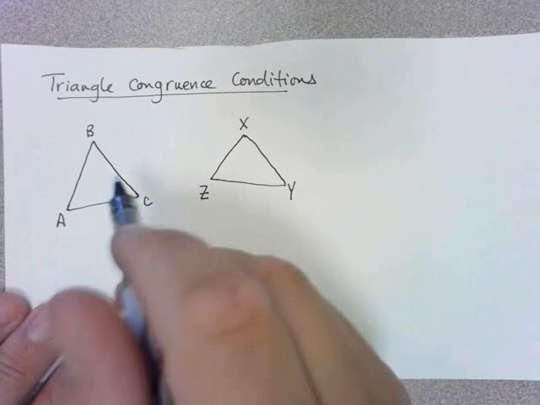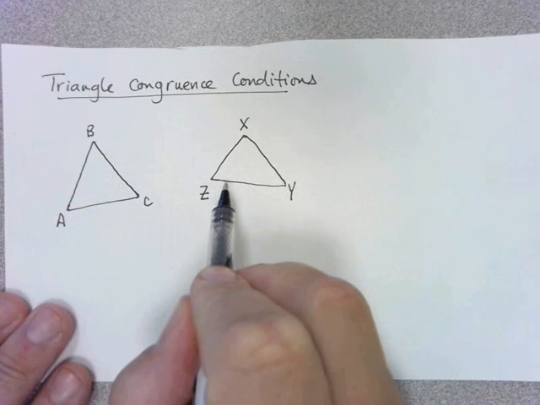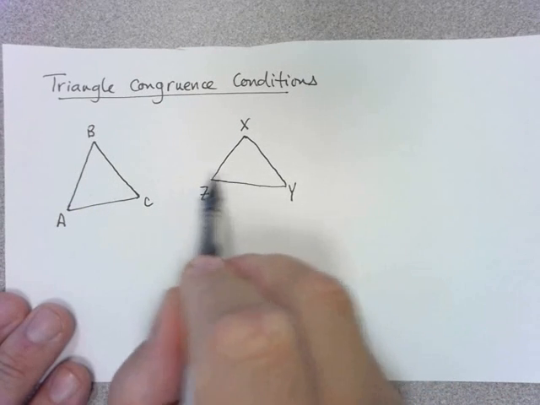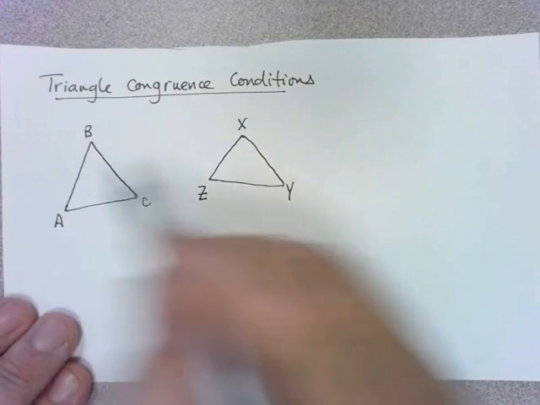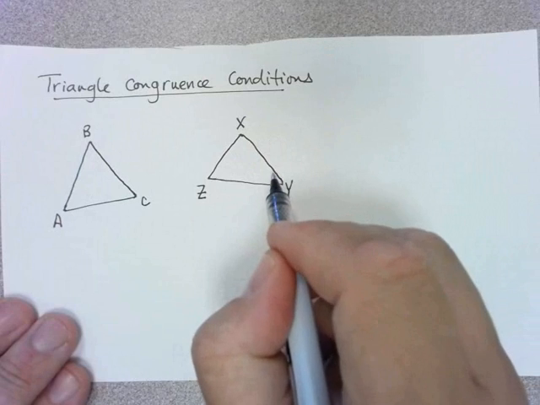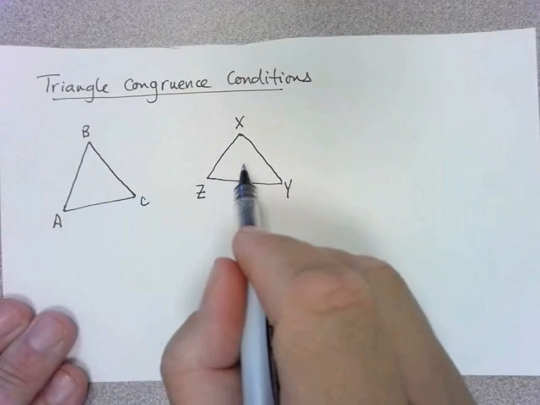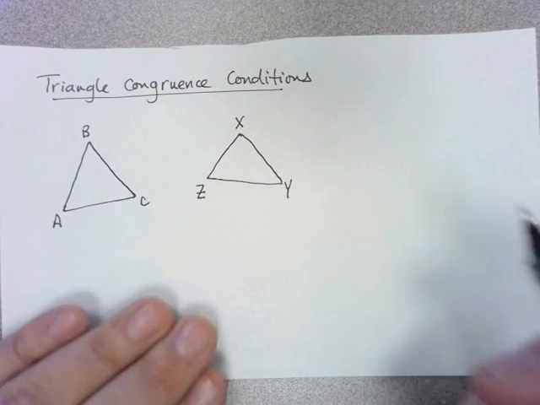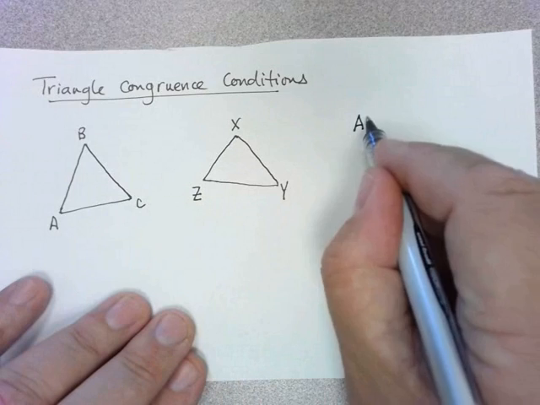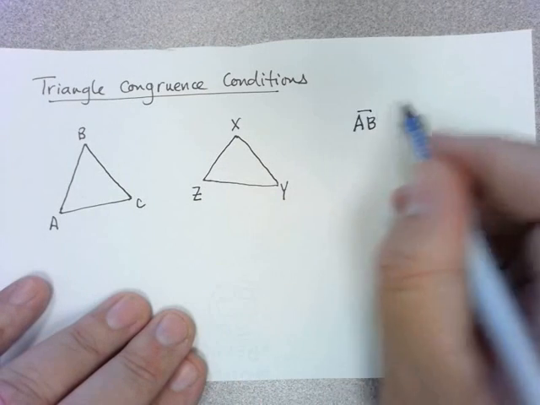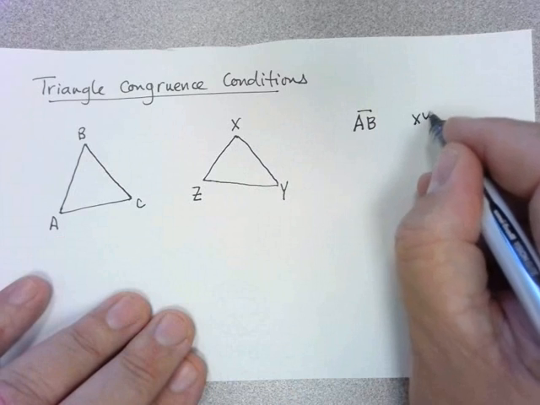Each of these conditions is going to involve knowing that certain sides and/or certain angles are congruent between the two triangles in question. So we might, for example, know that AB and XY are congruent. So I want to show you how we write that and then how we indicate that in the diagram. The way we write congruence between line segments and between angles is we name the segments. So maybe I know AB and XY are congruent.